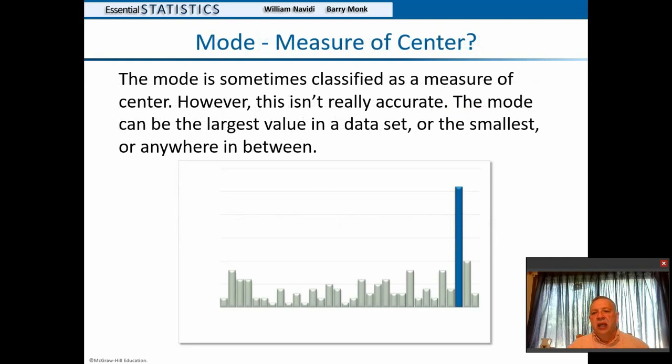Okay. You can also look at the mode from a bar chart, a frequency chart. The mode is sometimes classified as a measure of center. However, this isn't really accurate like I mentioned before. The mode can be the largest value in a data set or the smallest value. If it's really symmetrical or mostly symmetrical, that peak is going to be somewhere in the center, and that would be the mode. But this certainly looks to be more left-tailed.